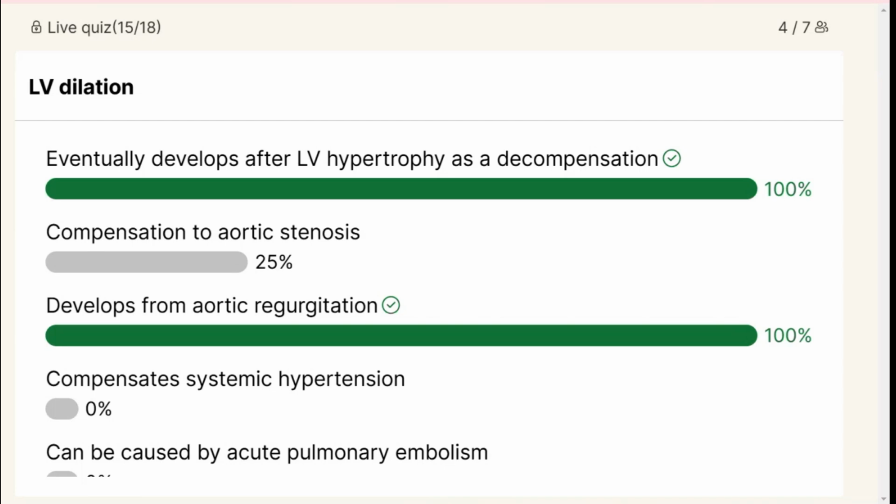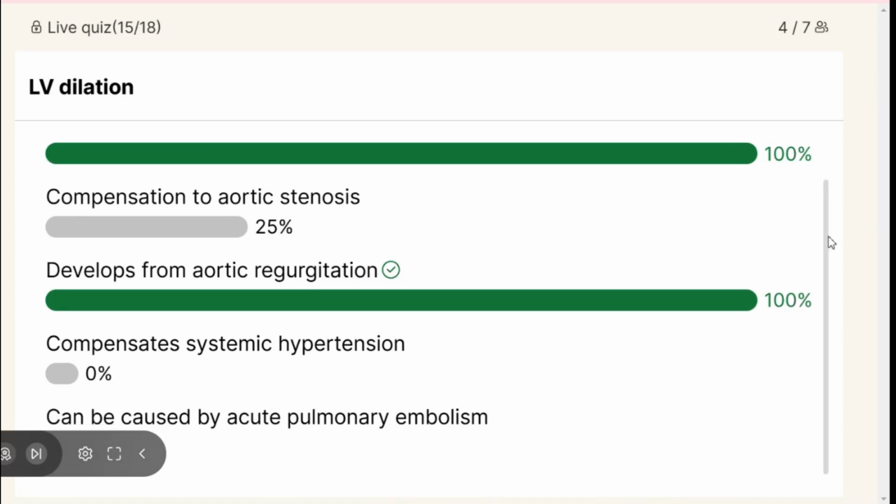Aortic regurgitation, yes, because there's fluid backlog into the left ventricle. So yes, you're right. It is LV dilation in aortic regurgitation. Option D sort of correlates to option B, which is that they both are pressure overloads of the heart, so they wouldn't lead to LV dilation, but rather hypertrophy. And yeah, LV dilation can't be caused by acute pulmonary embolism, which causes right ventricular dilation.